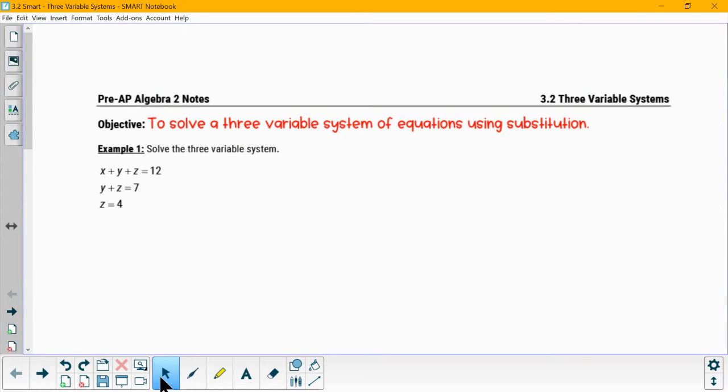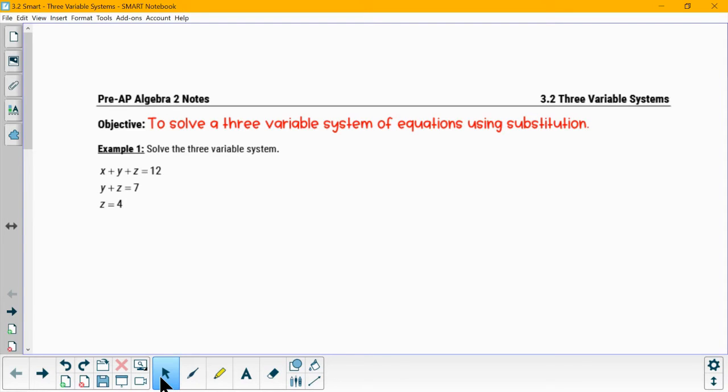Welcome to 3.2 three-variable systems. Today we're going to solve a three-variable system of equations using substitution. So I'm going to walk you through the first example and then we will pick up the steps on the rest of the problems.